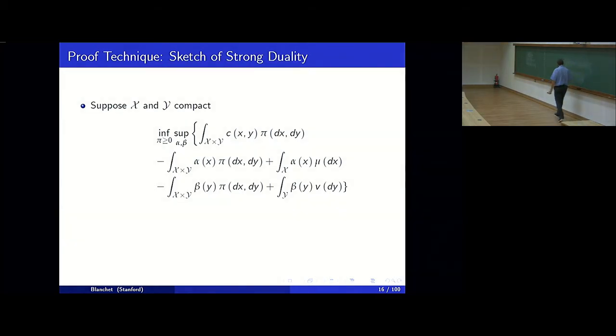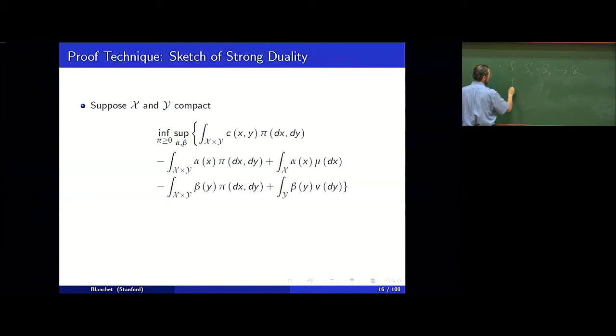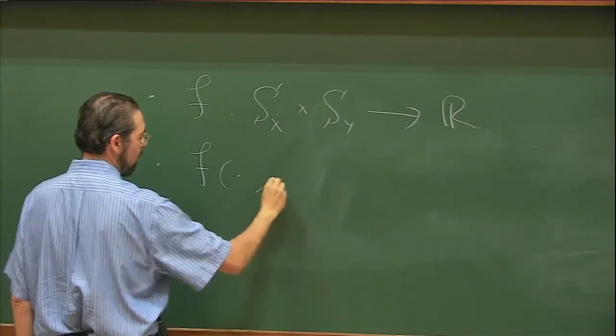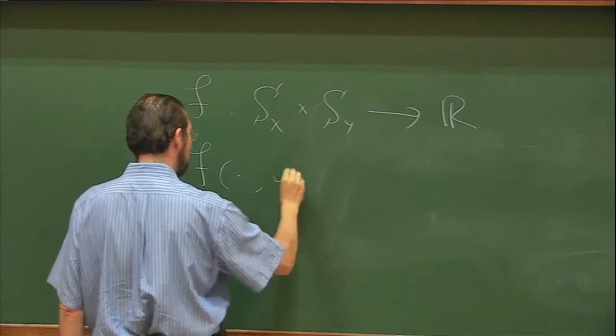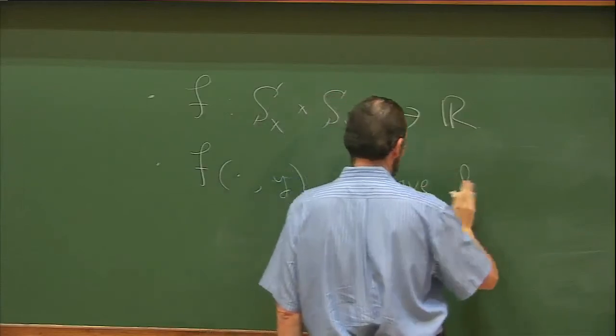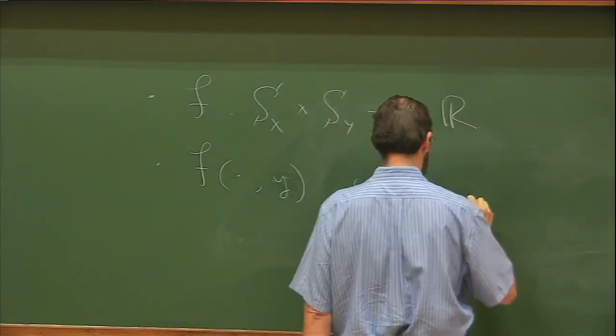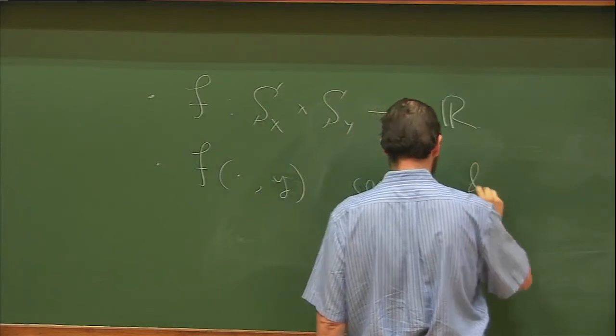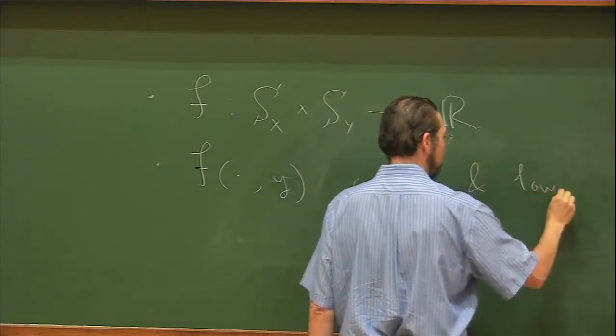You have a function f that goes from some space to some space, say to the reals. Which properties do you need? You need this function, f as a function of x, for every y, to be convex and lower semi-continuous.